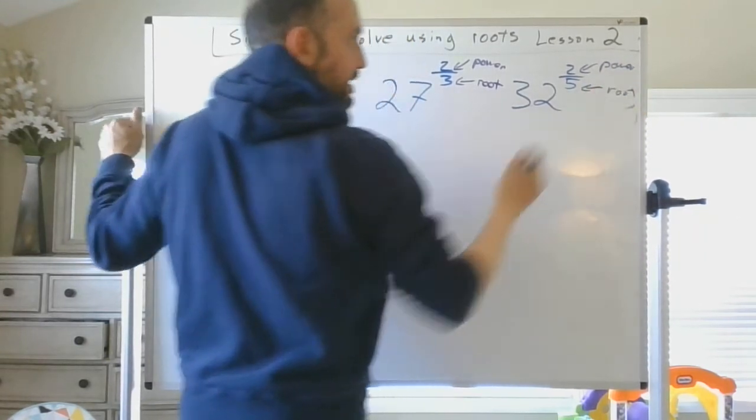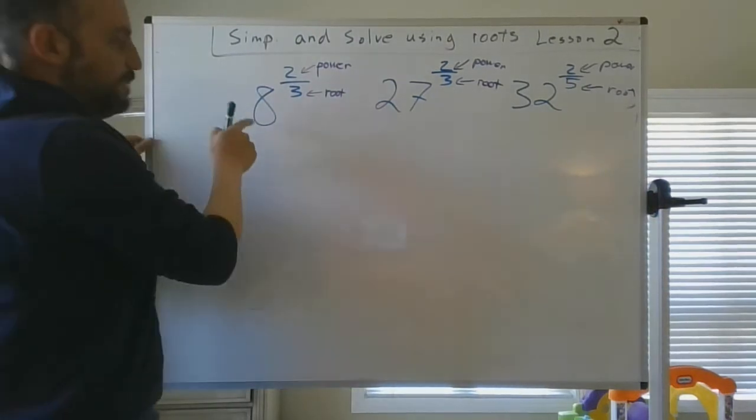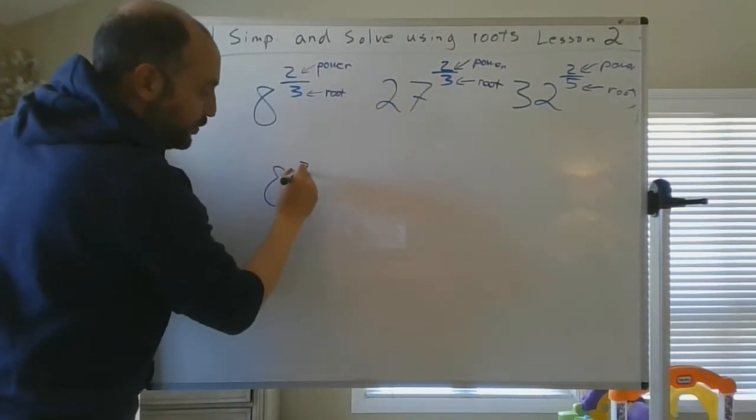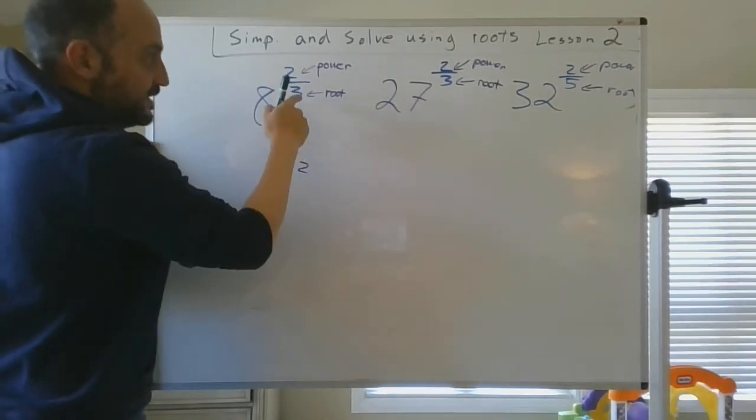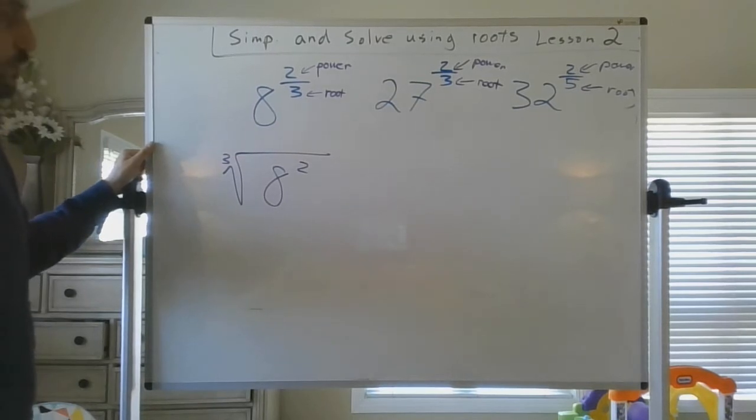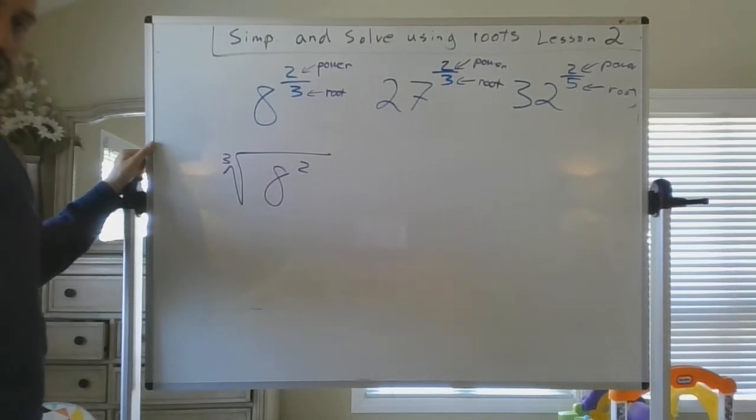Now, what do I mean by that? Let me show you what I mean. I'm essentially going to rewrite this thing as 8 to the power of 2, but then the third root, so the cube root. Now you can do this two ways here.